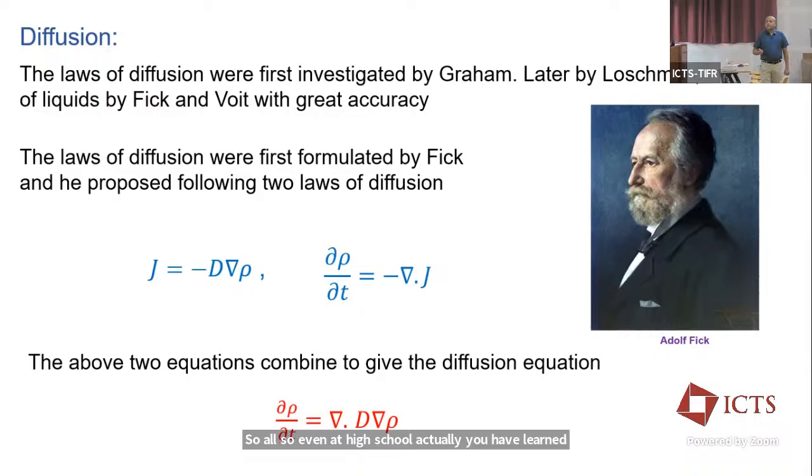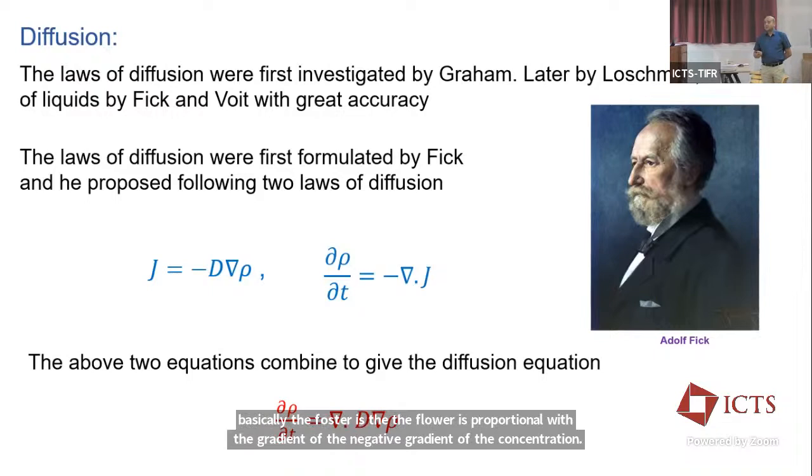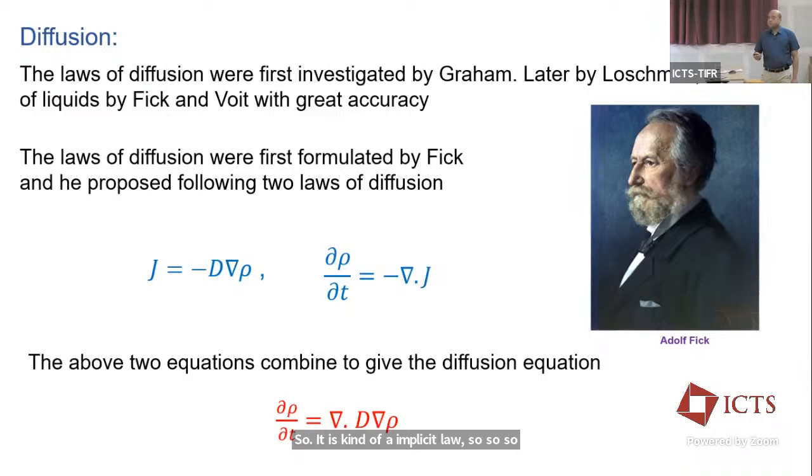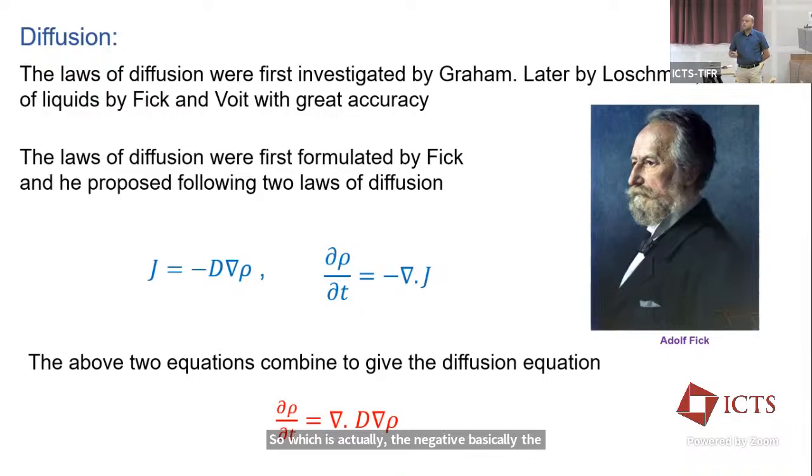It is based on two laws. The first law says the flux is proportional to the negative gradient of the concentration. Once you impose that the flux is the negative gradient of the concentration, it always implies another conservation law, so it is kind of an implicit law. That is why another law was proposed, the conservation law: the rate of change of the concentration is the negative divergence of the flux. If you combine them together, you get the diffusion equation, which describes the macroscopic phenomenon related to diffusion.